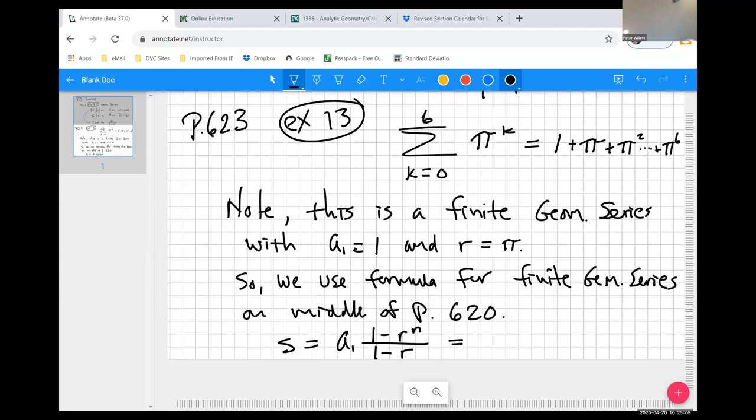In this case, the first term is 1, and we would multiply by 1 minus pi to the 6th over 1 minus pi. And that's it. That gives us the exact value. You could, of course, put that into a calculator if you needed a decimal approximation, but otherwise, we are done. That's the answer they wanted.